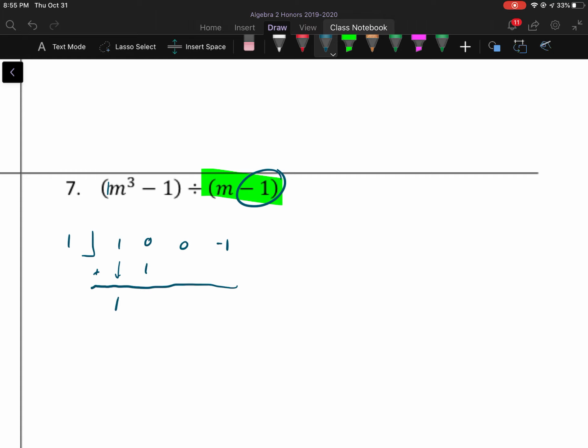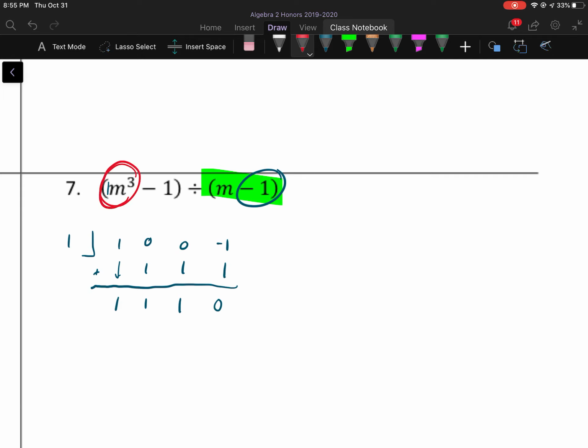From here, we have 1 times 1 gives me 1. 0 plus 1 is 1. 1 times 1 gives me 1. 0 plus 1 is 1. 1 times 1 gives me 1. Negative 1 plus 1 gives me 0. Now, the last thing is a 0, which means we don't have a remainder, which is cool for us.